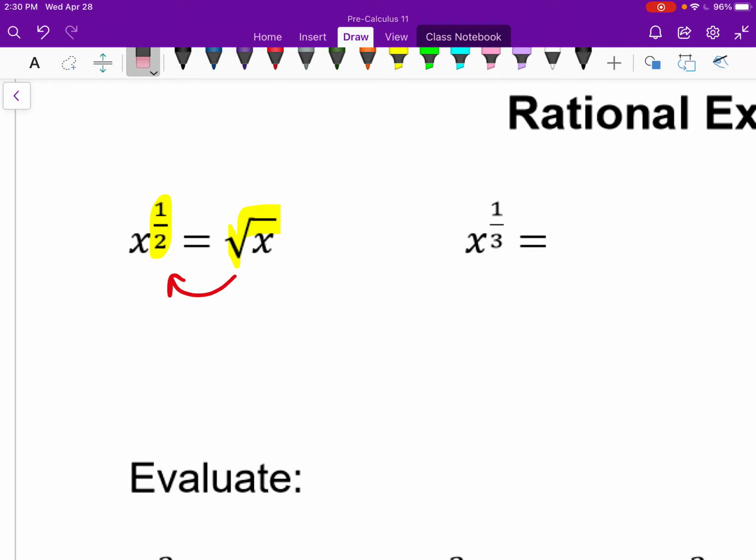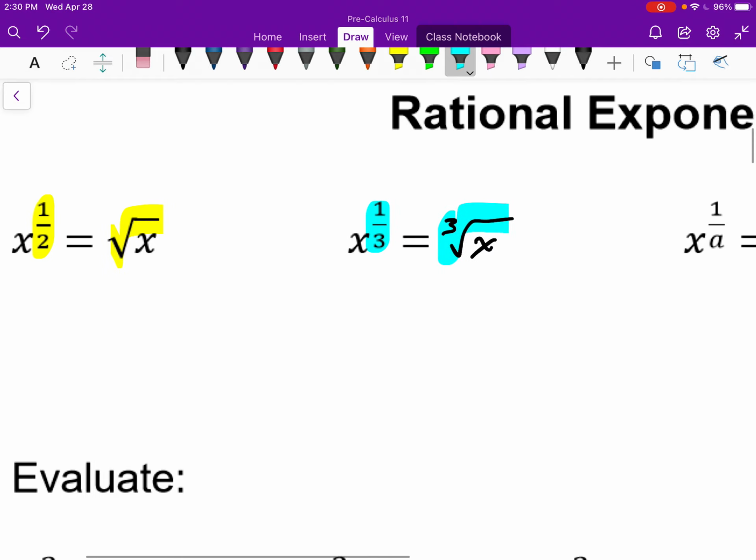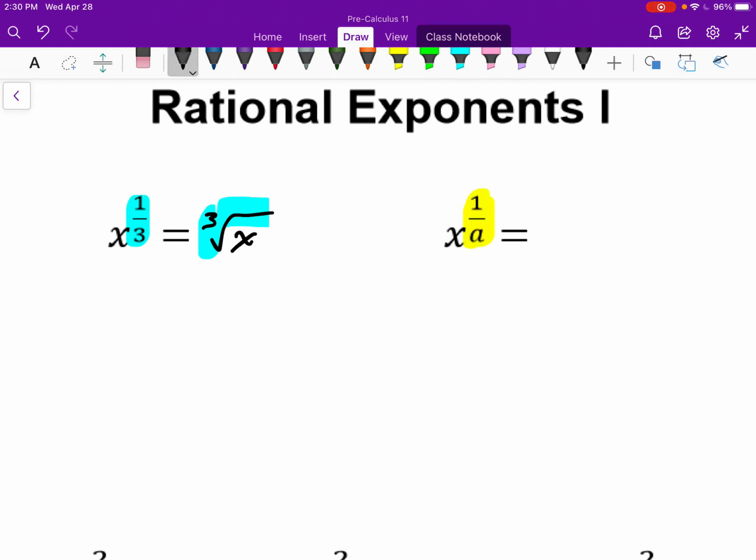So what if you have a power of 1/3? Well, hopefully that sounds familiar, or you can make a guess. This is a cube root. And what if you have a power of 1 over just some number a? Well, whatever that a is, that's your root. So if it's a 4, it's a 4th root. If it's 7, it's a 7th root. If it's an 8, it's an 8th root. Kind of hard to say. And again, vice versa. These are all true.